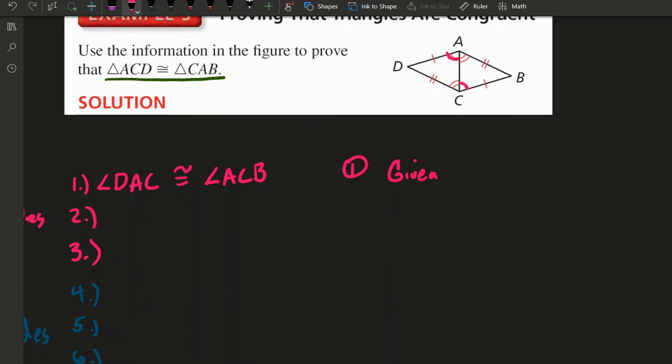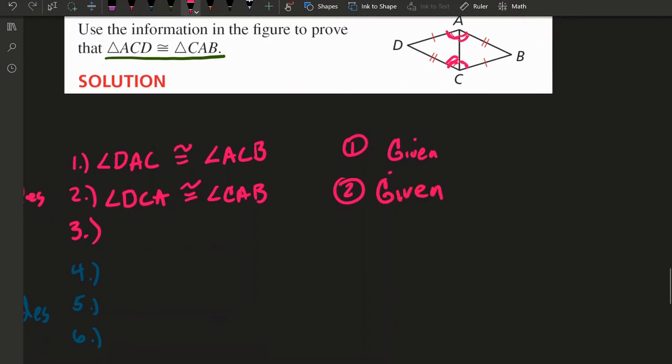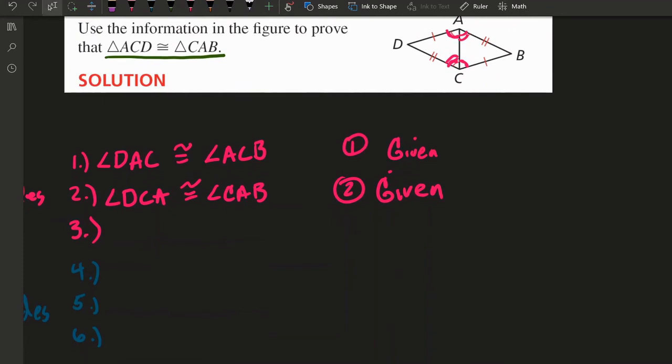Now, the next one I have to prove is that angle DCA is congruent to angle CAB. And if I look again, that's this angle here and this angle here. And again, it's on the picture already. Those marks are already there, so that one's given. Step 3, I need to show that this third angle is congruent. So I need to show that angle D, and I can call it angle D because there's only one angle D, is congruent to angle B.